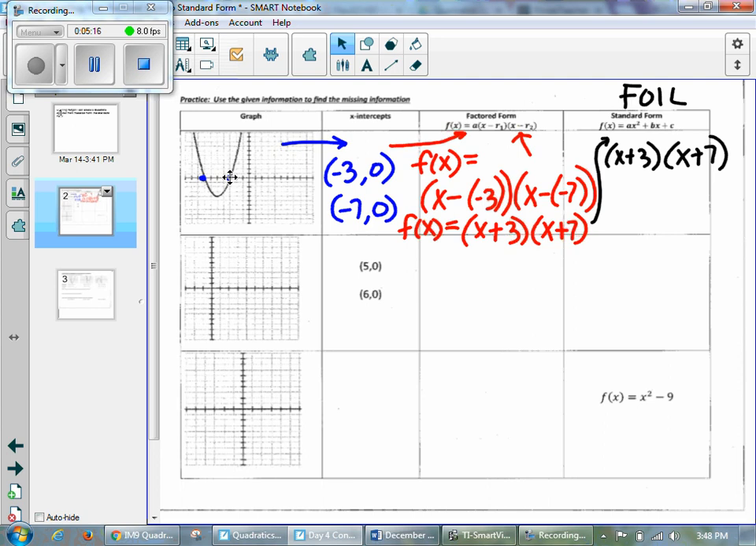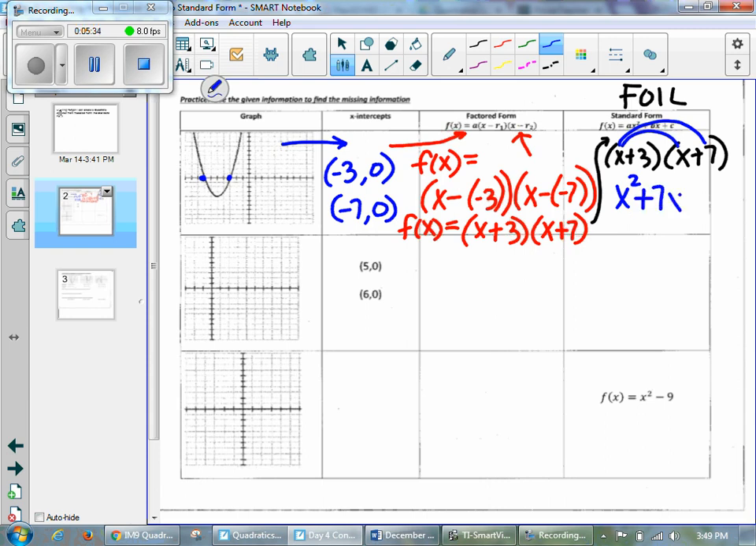If you take the first term, which is x, you want to multiply it by the second two terms, here and here. So x times x is x squared. X times 7 is a positive 7x. Now you will use the second factor to multiply by the other set of terms. So we'll take our 3 and multiply by x and 7. 3 times x is a positive 3x, and 3 times 7 is 21.